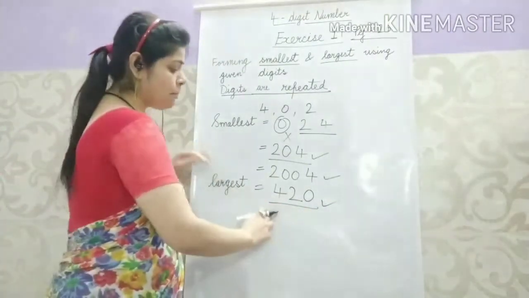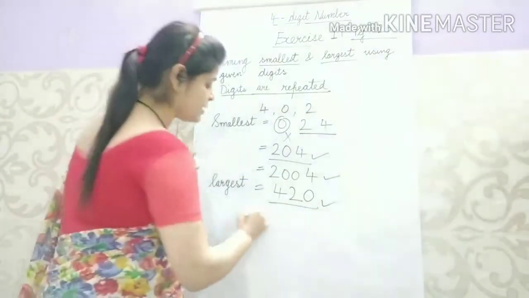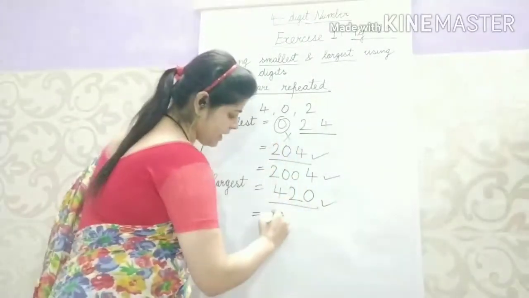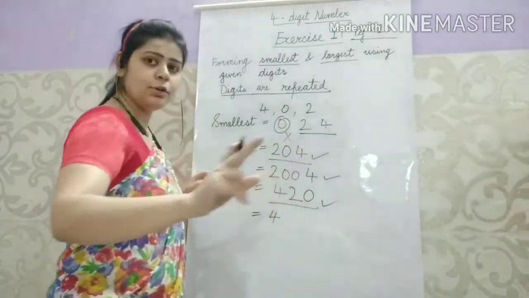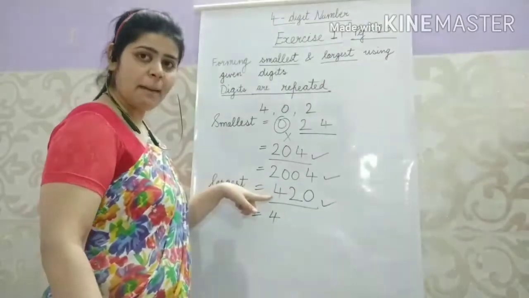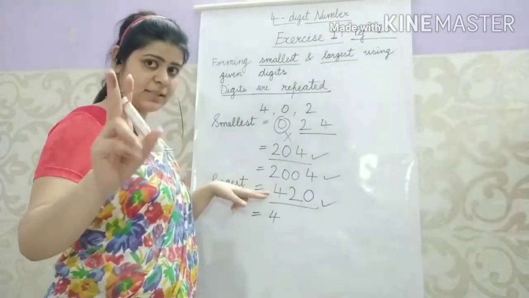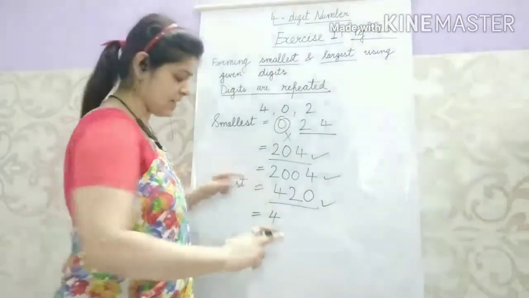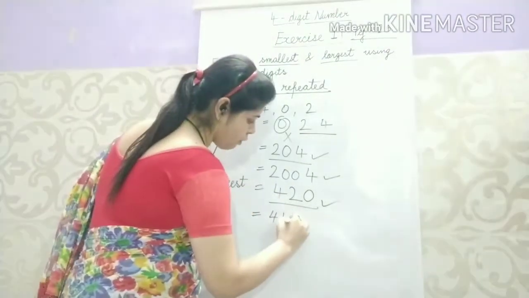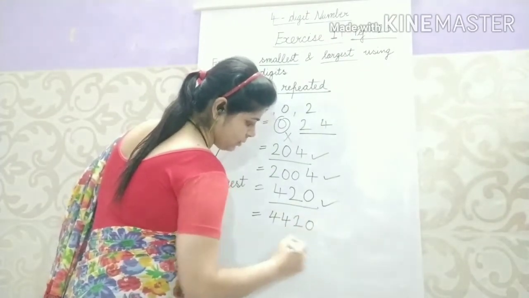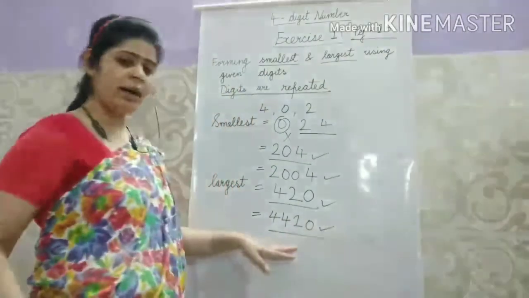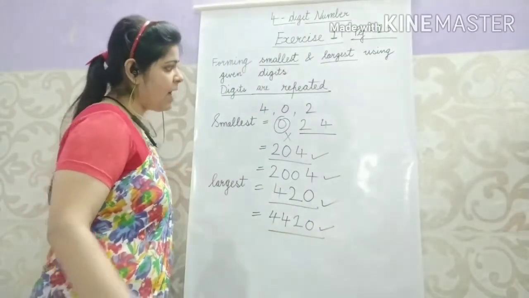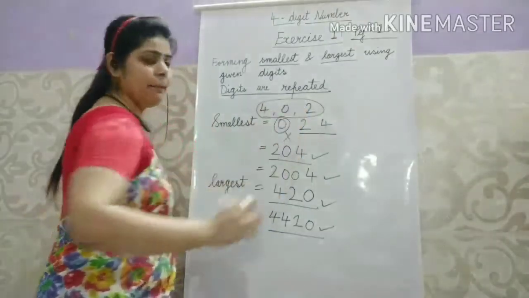But if we have to make the largest 4-digit number with the help of these 3 numbers only, what will we do? We will write here, see everyone. 4, as I told you, you will take the greatest number twice. 2 times you will write that number, which is the greatest. So 4 is the greatest. So 4, 4, 2 and then 0. So like this we have got the largest 4-digit number with the help of these 3 numbers.